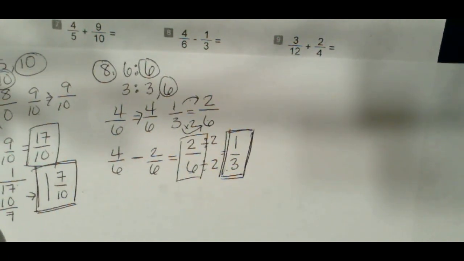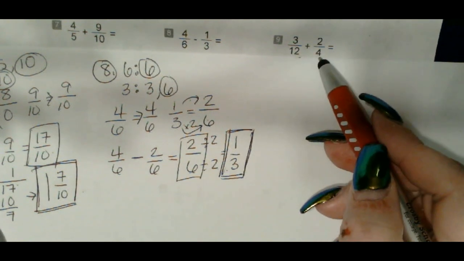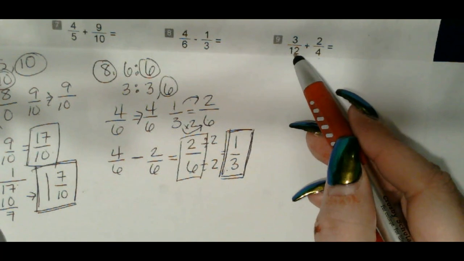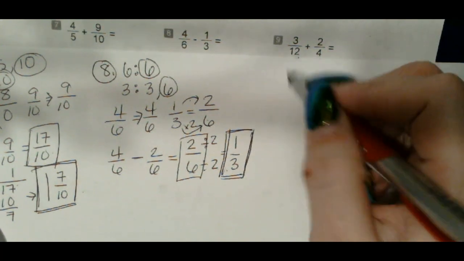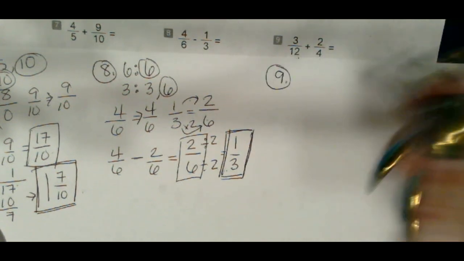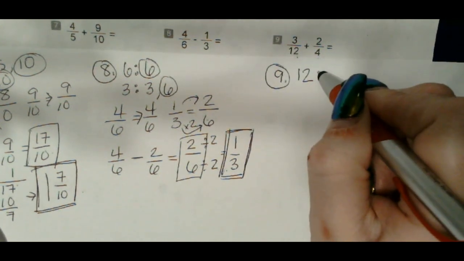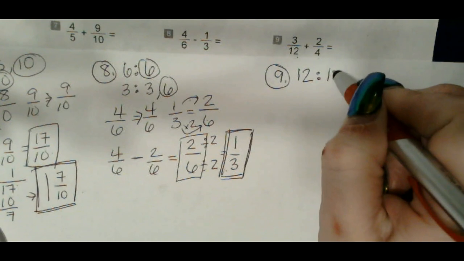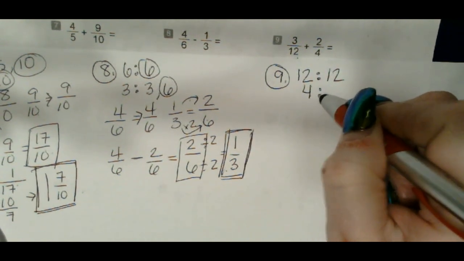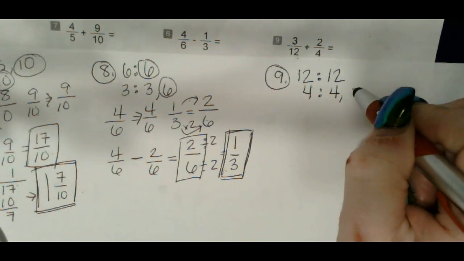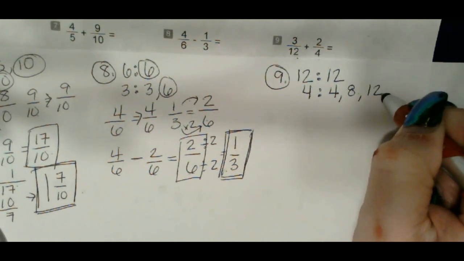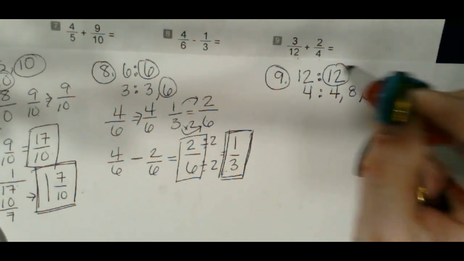All right, number 9. We have 12 and 4. Well, we know 12 is a multiple of 4, so this one should be an easier one because 4 can go into 12. All right, let's write our multiples. For 12, 12 times 1 is 12. For 4, 4 times 1 is 4. 4 times 2 is 8. 4 times 3 is 12. Sure enough, our LCD is 12.